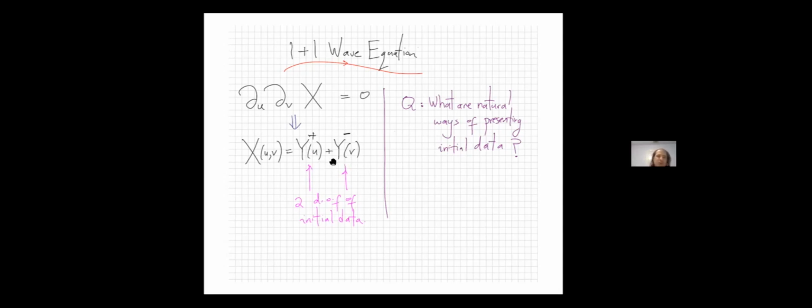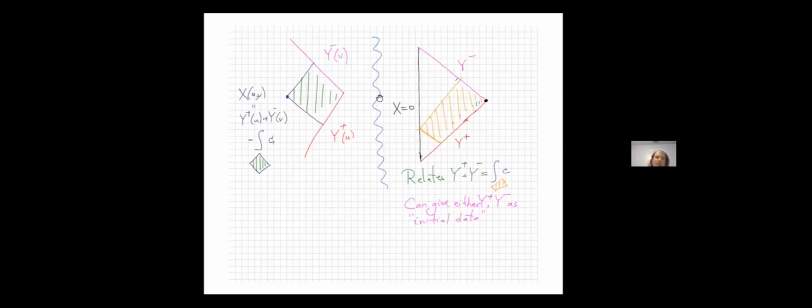And maybe the first way you think of it from this point of view is that, well, just give me a U line and a V line, and just give me Y plus on the U line and Y minus on the V line. So that's the first thing that you might do. Okay, so here's the picture.